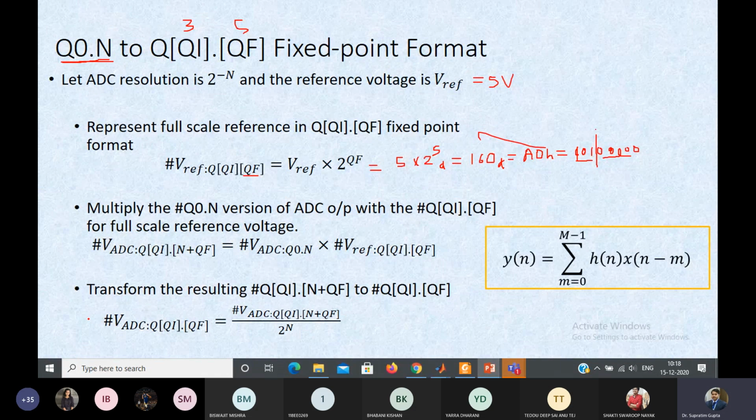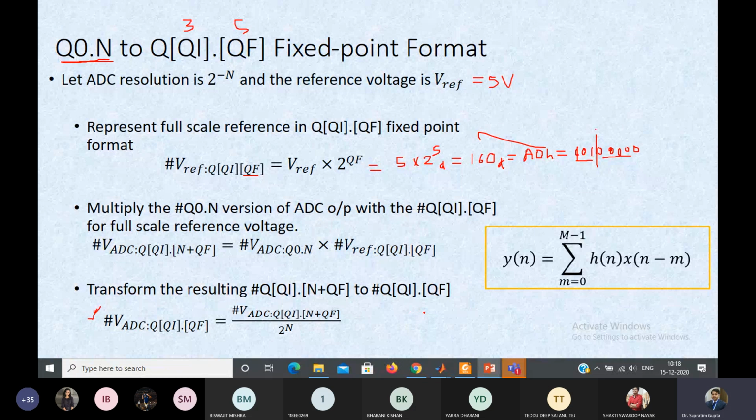Which output? The input signal, which was available in 0.n format. Now we want to multiply it, meaning represent it in 3.5 format. So this ADC output will be, if we divide it by n, so definitely this term will be subtracted, right? And so we'll get an output with qi.qf format.